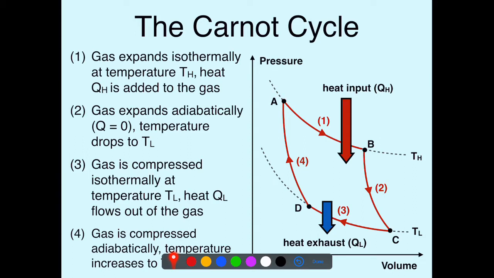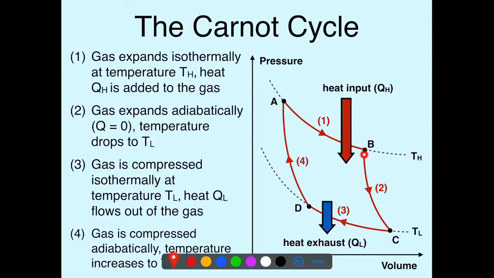The first thing that happens to the gas is that it expands isothermally at temperature TH. So we'll follow the curve going from point A to point B, and that's an isothermal expansion of the gas, meaning the temperature stays the same, and that temperature is TH. Now, as the gas expands, there's going to be some heat added to it from the outside. So there's an input of heat. We call that QH, if you remember from last time, when the heat flows into the gas. So that's QH.